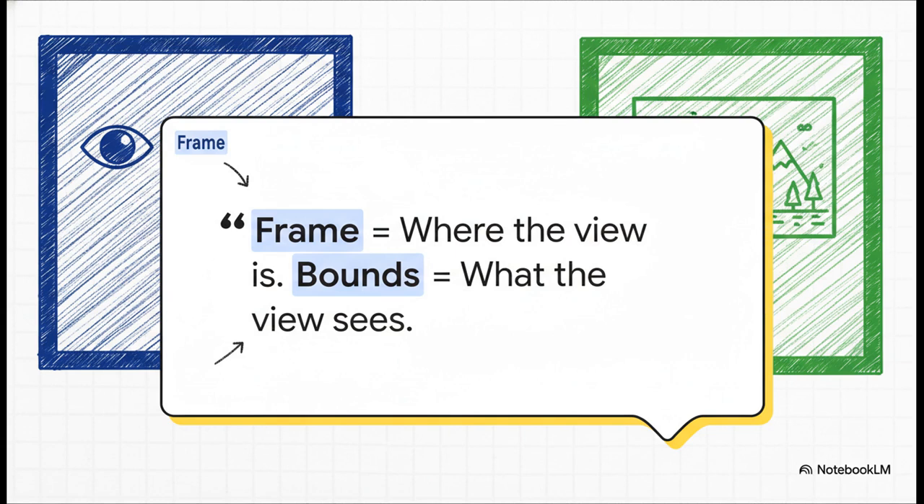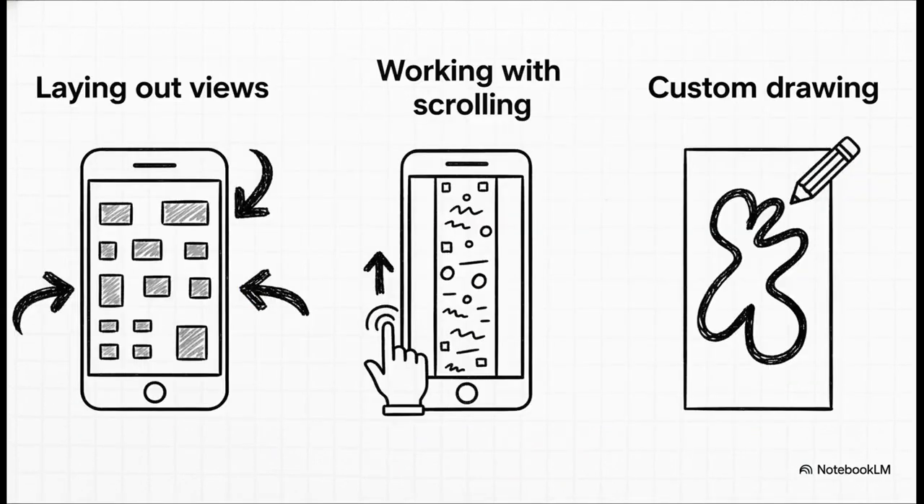Seriously, if you remember just one thing from this whole explainer, make it this. This is your mantra. Frame is where the view is, bounds is what the view sees. Just burn that into your brain, and I promise you, layout problems will start to make so much more sense. And here's your practical cheat sheet. When do you use which?